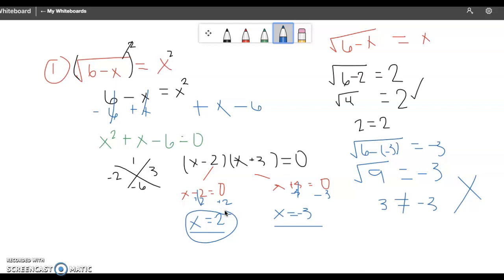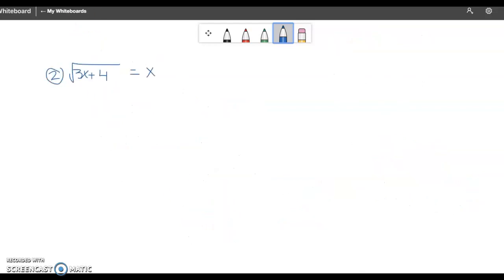If you don't want to continue watching from here on out, you can go ahead and start the assignment, but I am going to show another video dealing with extraneous solutions. And this one is the square root of 3x plus 4 is equal to x.